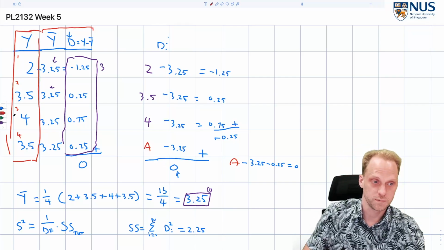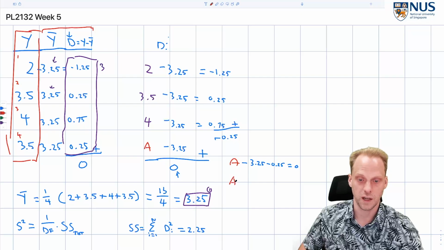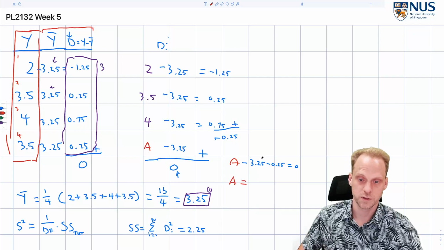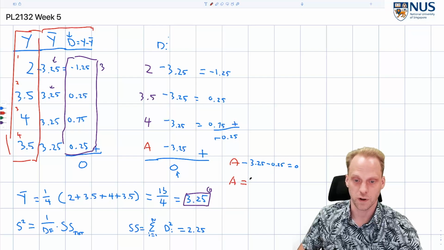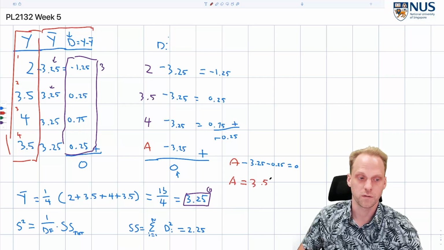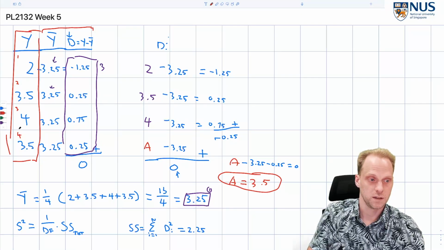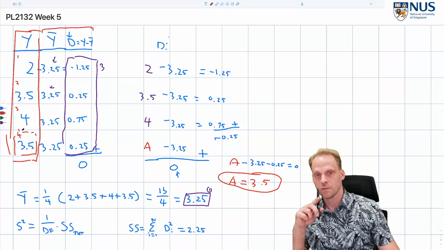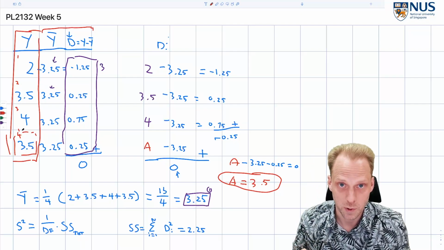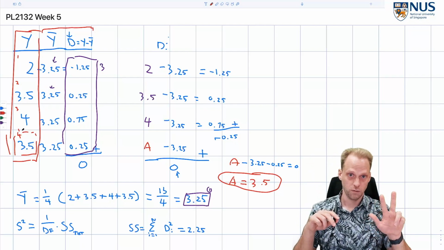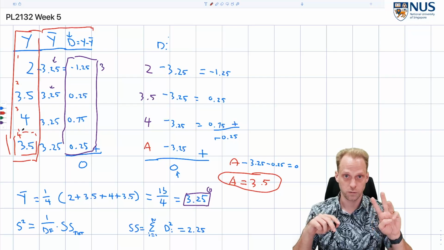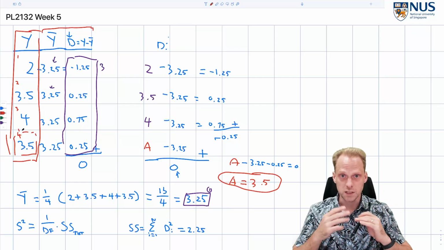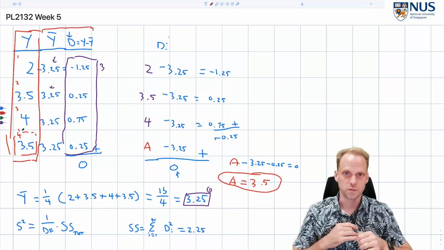We can solve this to see that A equals 3.25 plus 0.25 equals 3.5. Now that is actually the data point that we had. So we did not need to know that data point. We only needed to know 3 things when calculating this variance, not 4. And this is what we mean with the degrees of freedom.